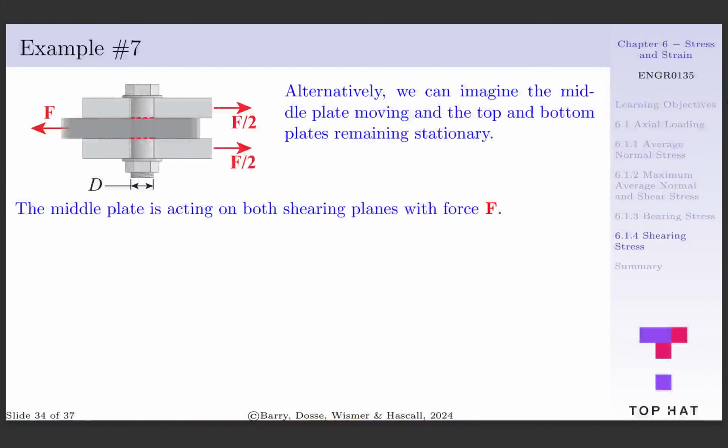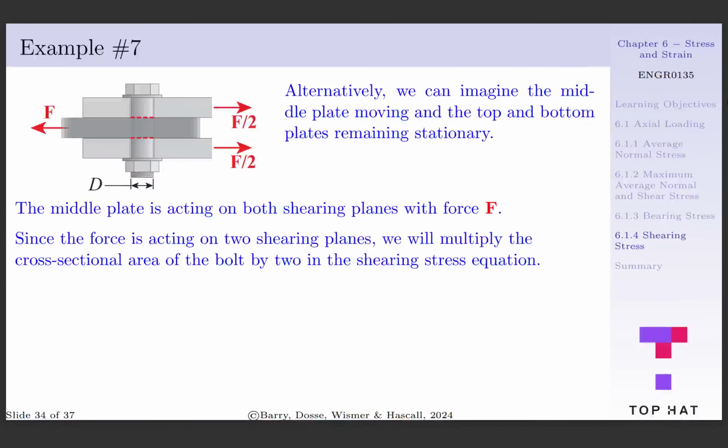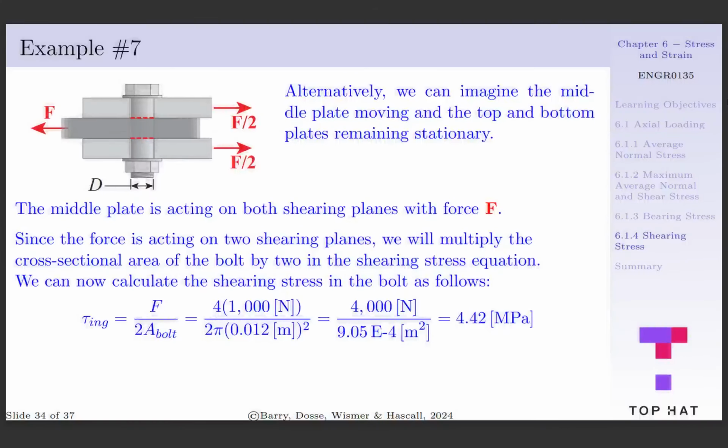We can also imagine the middle plate moving while the top and bottom plates remain stationary. In this case, the applied force F is causing shearing to occur at both shearing planes. Since the force is acting on two shearing planes, we will multiply the cross-sectional area of the bolt by 2 in the shearing stress equation. We can calculate the shearing stress as 4 times 1,000 newtons divided by 2 pi times 0.012 meters squared, which is equal to 4,000 newtons per 9.05 e to the minus 4 meters squared, which gives us a value of 4.42 megapascal for our shearing stress.